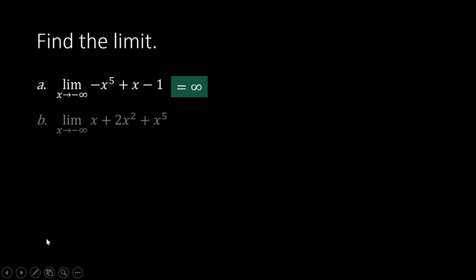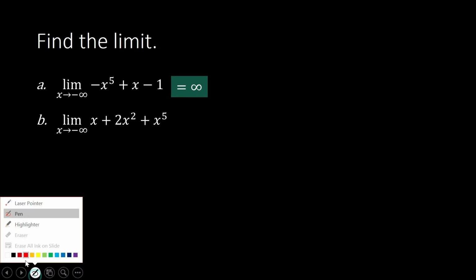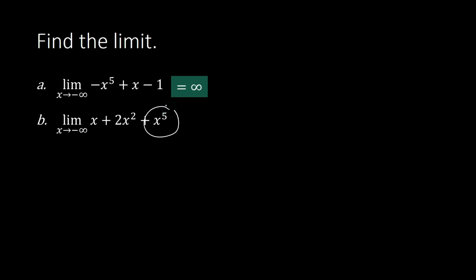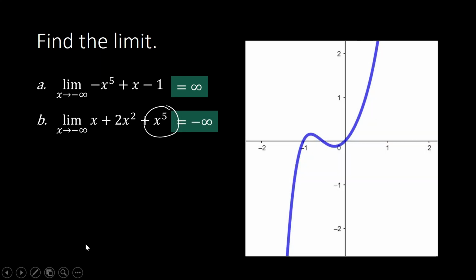How about this one? So the leading term here, the dominant term here, is x to the fifth power. And what is the limit of that as x approaches negative infinity? It's negative infinity. Let us verify that from the graph. As x approaches negative infinity, our function goes to negative infinity.